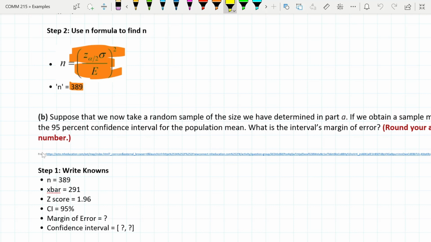They want us to calculate that with our x bar, and they want us to calculate a confidence interval with a lower and upper limit. So let me just highlight in yellow these are the things that we need to find.